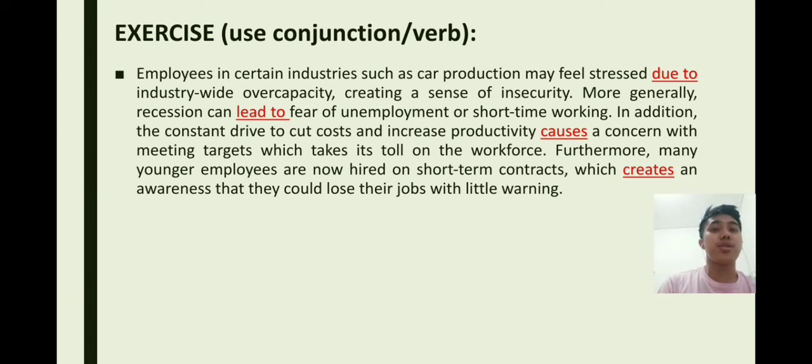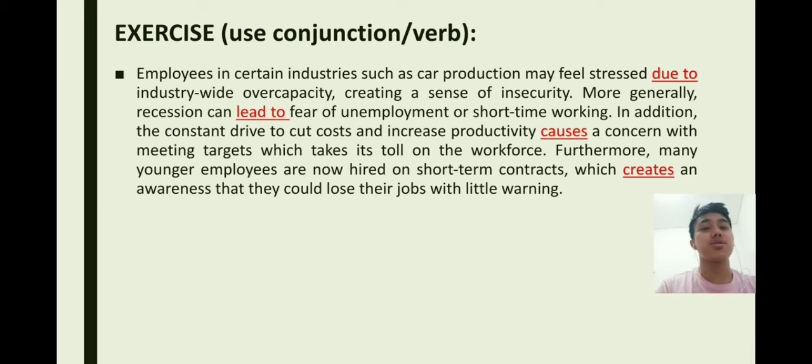It continues along with the cause sentence, which is industry-wide overcapacity. That's the cause. All right, let's move on. More generally, recession can lead to fear of unemployment or short-time working. Now we put "lead to" here because the cause is actually behind the conjunction.